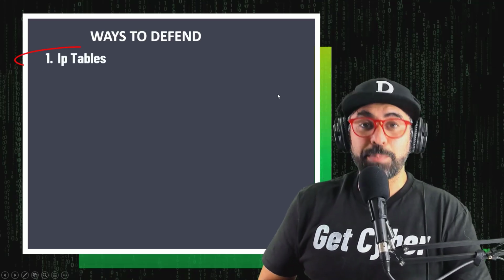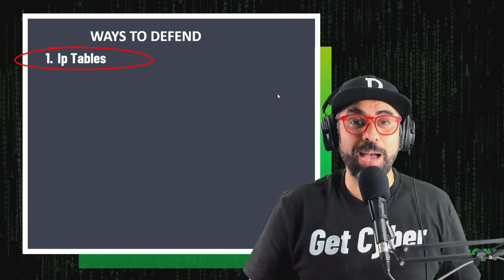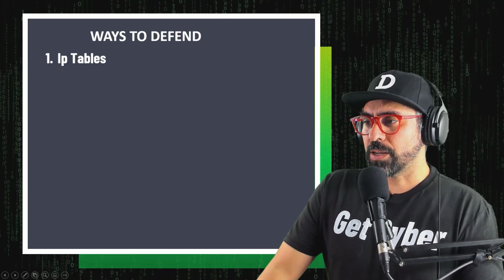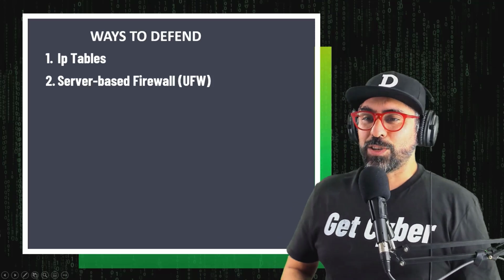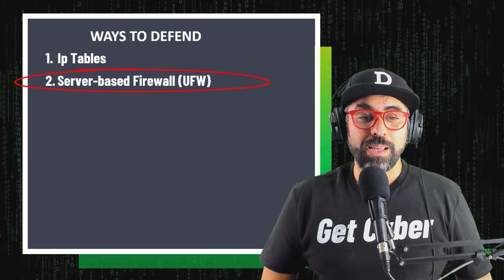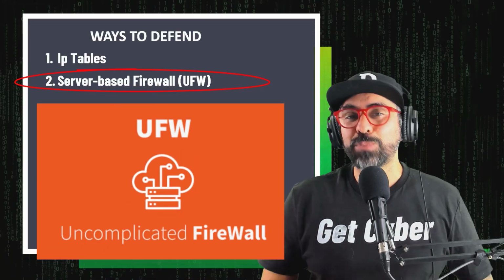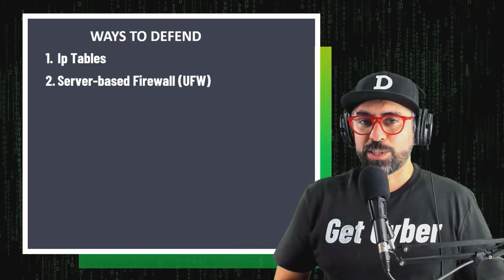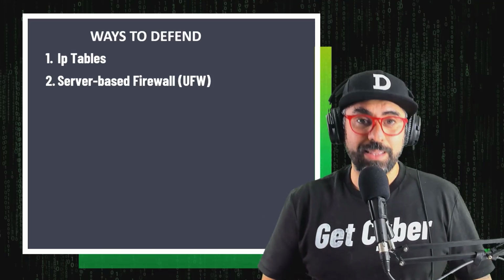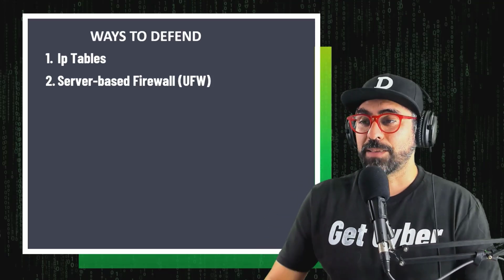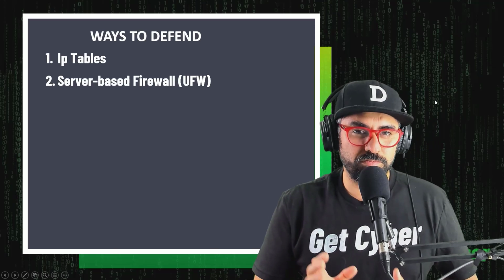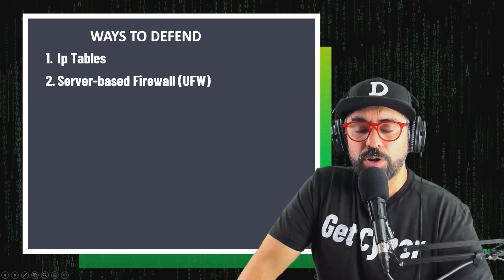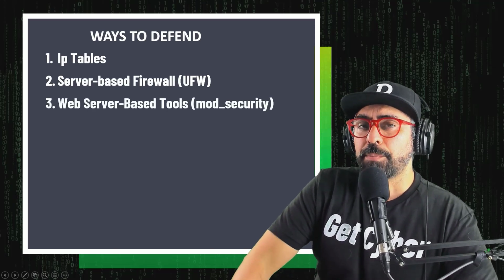First, we have iptables, and I showed you how to use iptables to set up some sort of countermeasures. But if you want something that is easier to use, then you can use a server-based firewall, and the famous Uncomplicated Firewall, UFW, from Linux. It comes in every distribution of Linux, and we're using Debian 10, so it comes with Debian 10 as well. You need to be a little more advanced to be able to use UFW. Same with iptables.